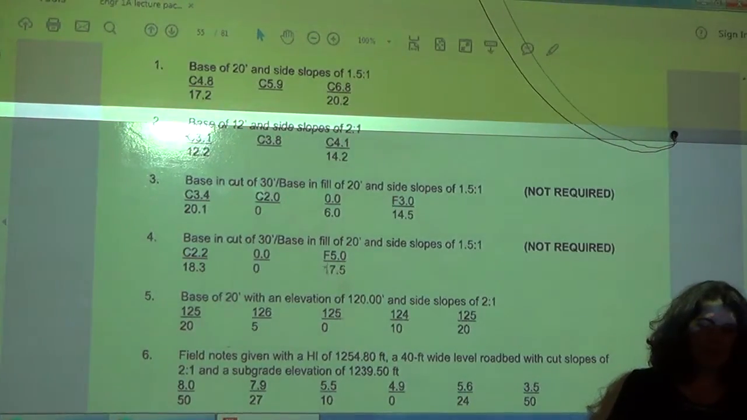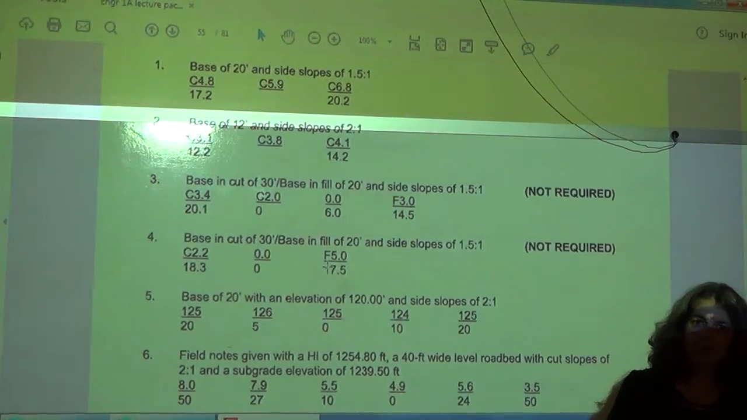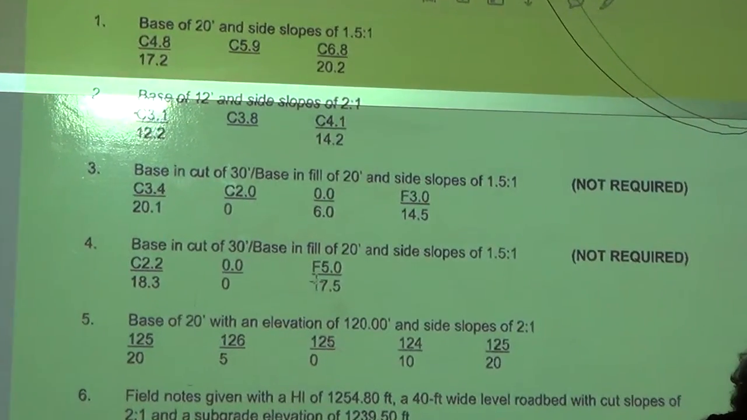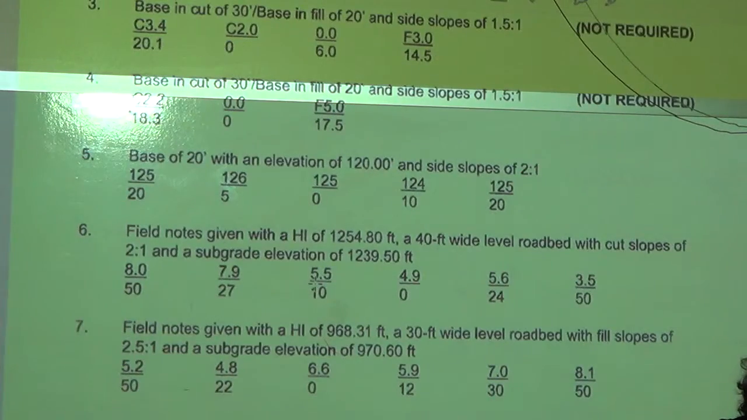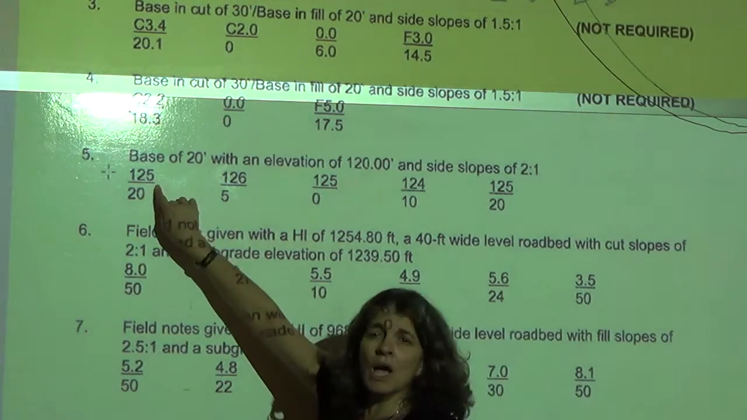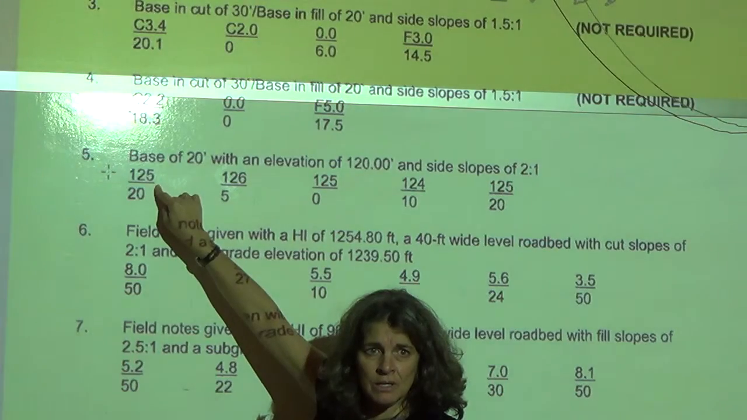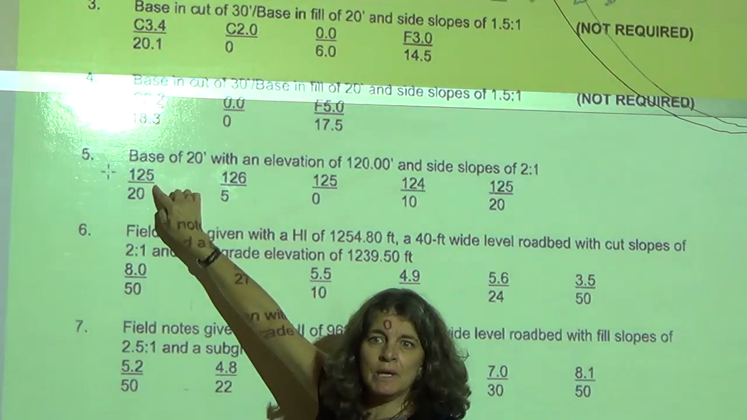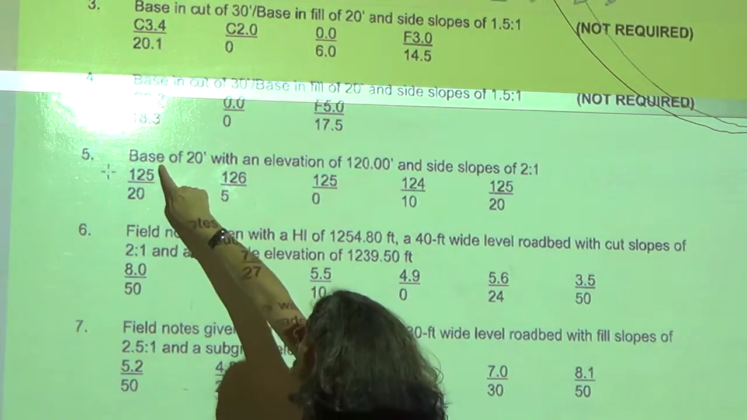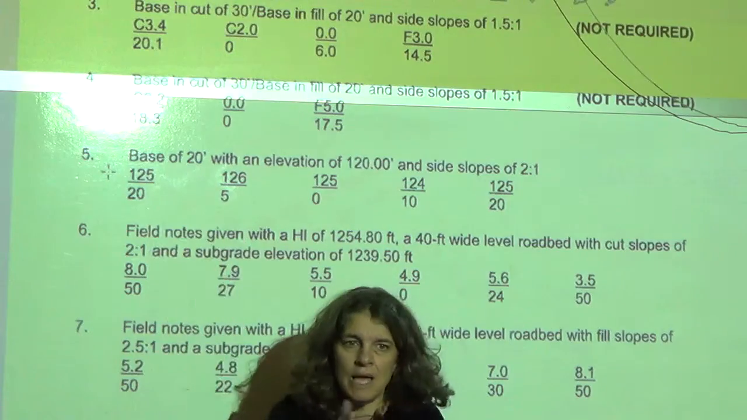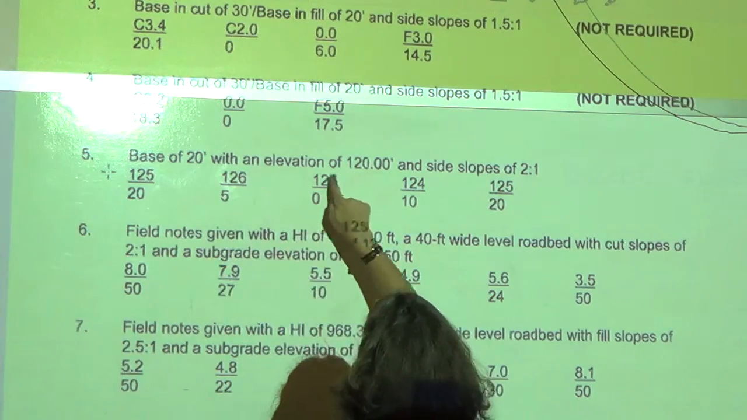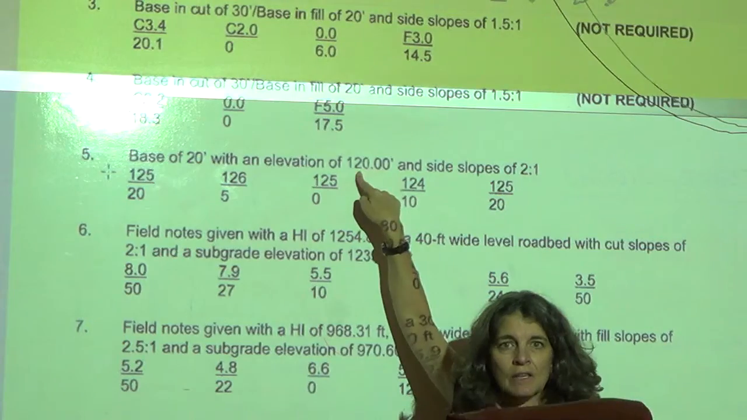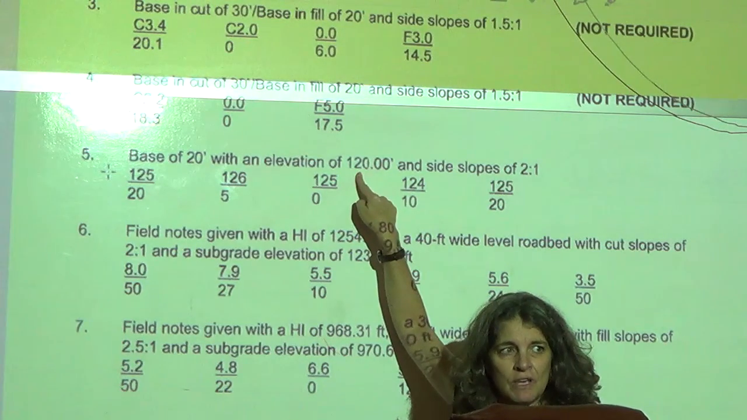What do you see in front of the numerator? C or F, meaning cut or fill. What do you notice on number 5? It doesn't have a cut or fill. And does it make sense that somebody's going to cut 125 feet down? No. So this can't be a cut coordinate. So let's take a look at it. It says a base is 20 feet, 10, 10, with an elevation of 120. The elevation of the base is 120 feet.